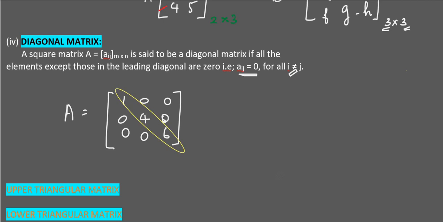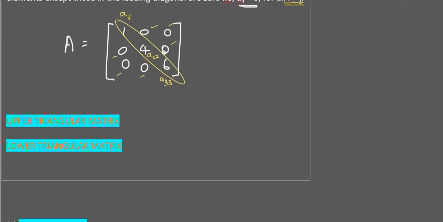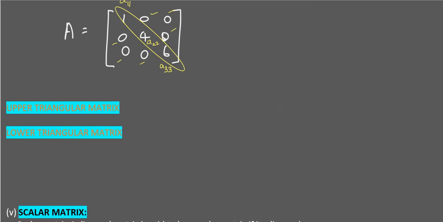Here when i is not equal to j, the element is 0. The A11 element is a non-zero element, A22 element is a non-zero element, A33 is a non-zero element, for these i is equal to j, and for all the other elements i is not equal to j, then it is called a diagonal matrix. And under this diagonal matrix we have two types, that is an upper triangular matrix and lower triangular matrix.